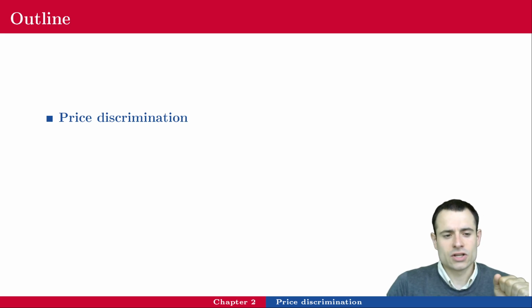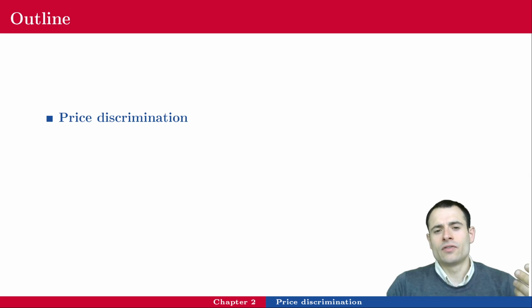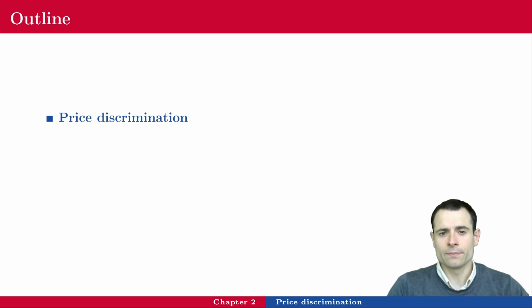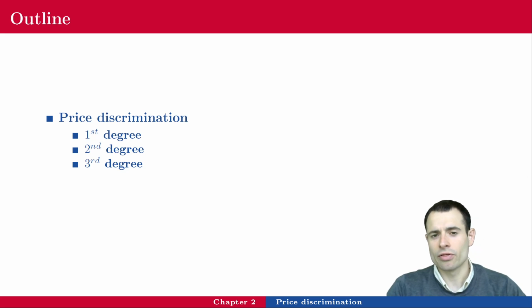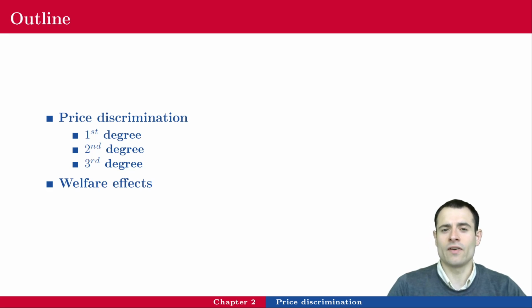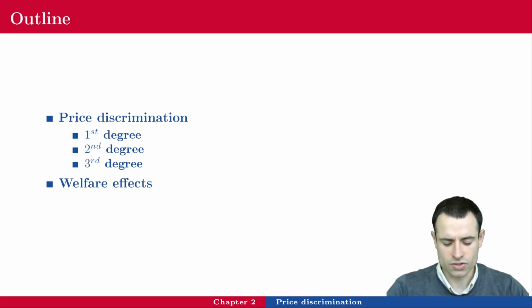The outline for this lecture. I will talk about the definition of price discrimination. In particular, we distinguish three types of price discrimination: first degree, second degree, third degree. And finally, I will briefly talk about the welfare effects of price discrimination in terms of consumer surplus, producer surplus, and total surplus.